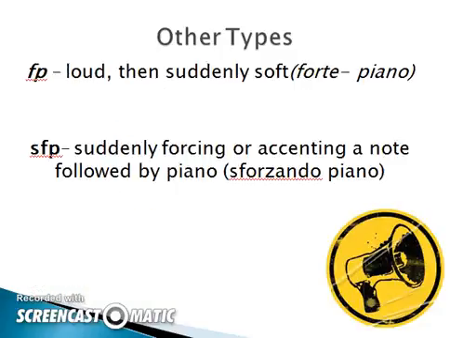Other more rarely seen dynamic indications are forte piano and sforzando piano. Forte piano, indicated by an FP, tells the performer to attack the note on forte, but to immediately get soft. Sforzando piano, indicated by the SFP, tells the performer to suddenly force or accent a note and immediately become soft. Remember that these abbreviations are also found just below the staff.